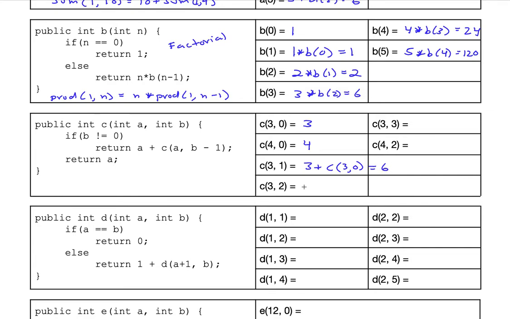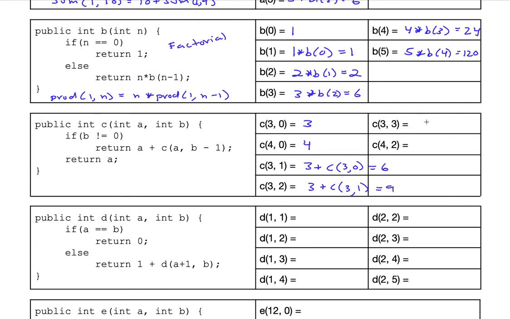If we did C of 3, 2, well, once again, it's going to hit the if case. B is not 0. B is 2. So it's going to return 3 plus C of, let's see, what's this going to be? It's still going to be 3. And our B is going to be 1 less, so not going to be 2 anymore. It's going to be 1. And we know what C of 3, 1 is. It's 6. So this is going to be 3 plus 6, which is 9.